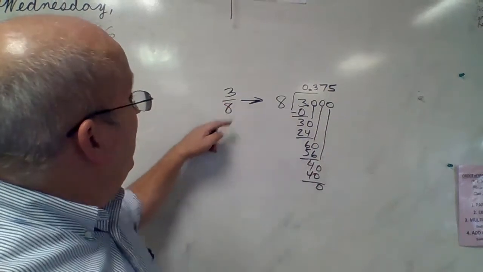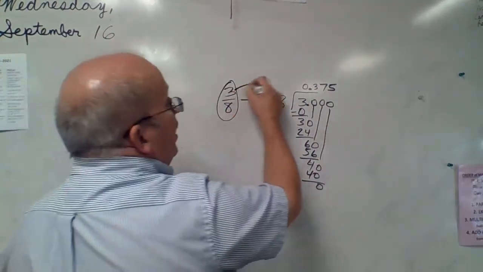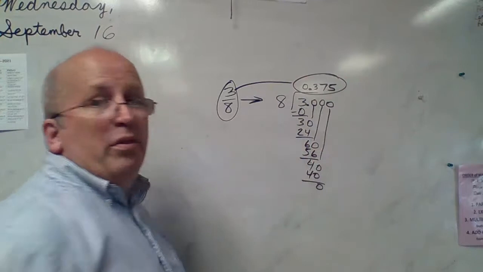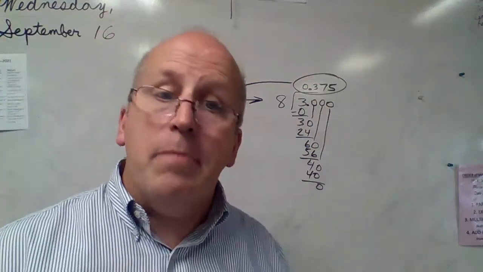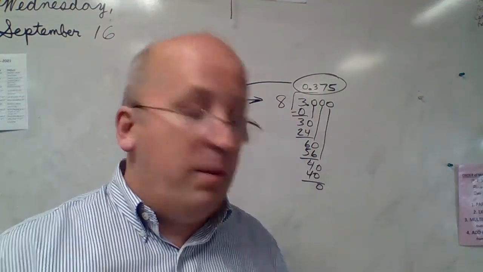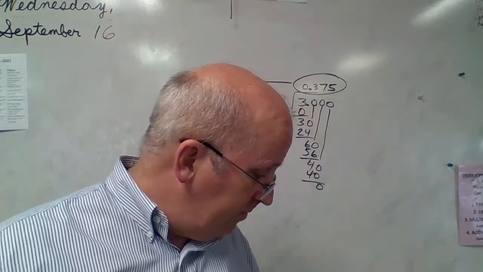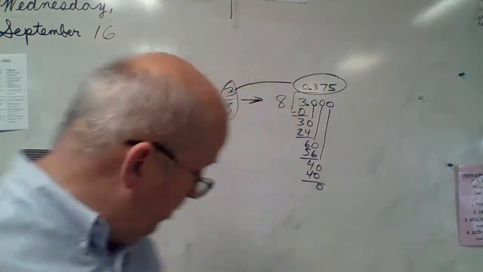Therefore, 3/8 is exactly the same as 0.375. They are the same number. 3/8 is the same as 0.375. Let's try it again with another one.